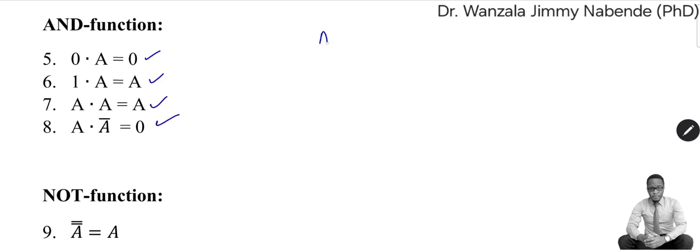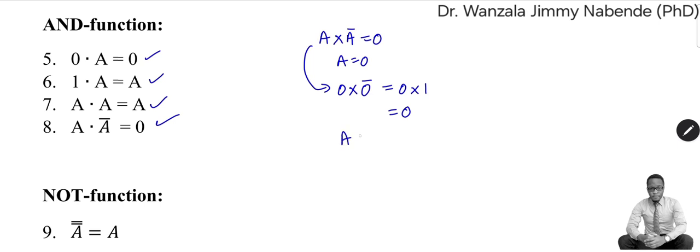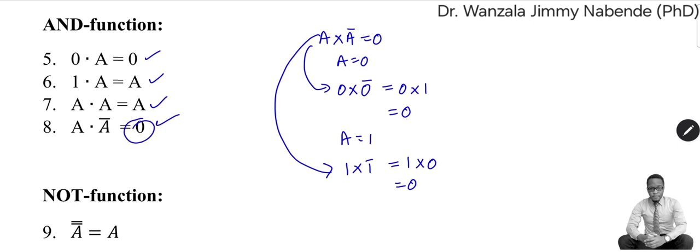The eighth, A times A complement. If A is 0, then 0 times 0 complement, we get 0 times 1, which is still 0. If A is 1, 1 times 1 complement, we have 1 times 0, and this is still 0, and that's why we have our answer as 0.